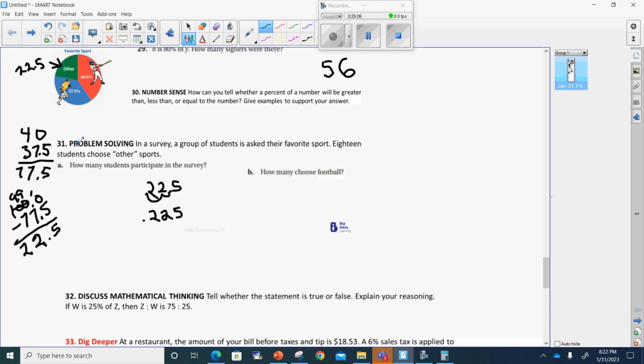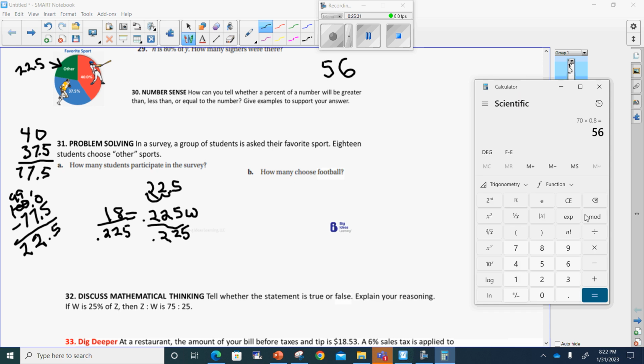Remember, they said 18 students chose other. That means out of the whole, we have 18. So I'm going to have to divide by 0.225 to find the whole, the total amount, which means I'm going to divide 18 by 0.225.